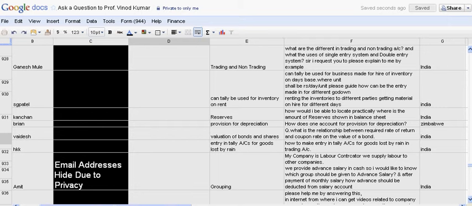Next question from Zimbabwe. Brain asked me, how does one account for provision for depreciation? Dear Brain, actually provision for depreciation is a liability of the business, and it should be shown in the liability side of the balance sheet.